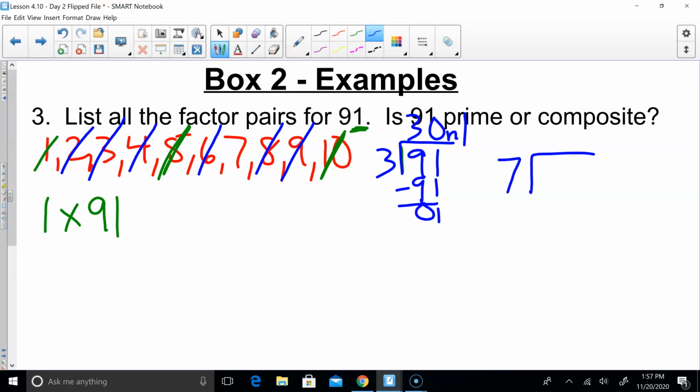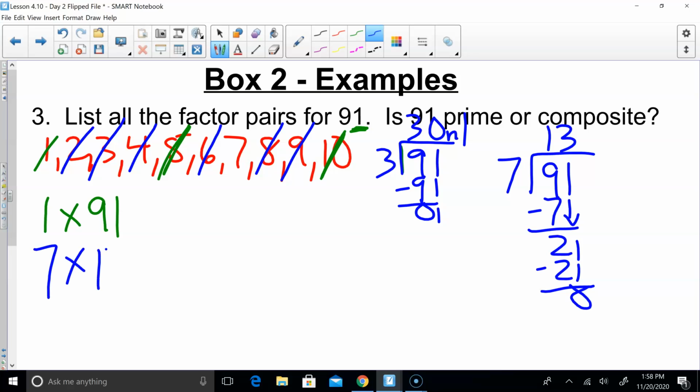So let's test. Can 7 go into 91? What do you think? Yes or no right now? Let's find out what your guess was. 7 can go into 9 one time. 1 times 7 is 7. 2, bring down the 1. Oh, 7 can go into 21. 3 times. 7 times 3 is 21. 0, so yes, we found one. 7 times 13 equals 91.